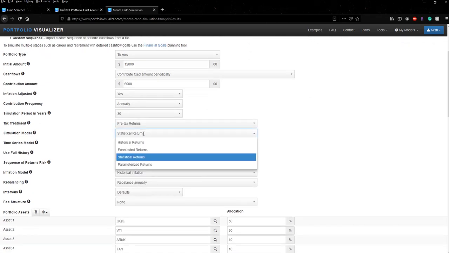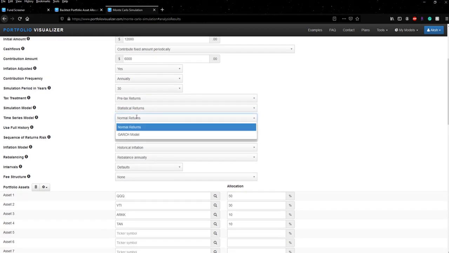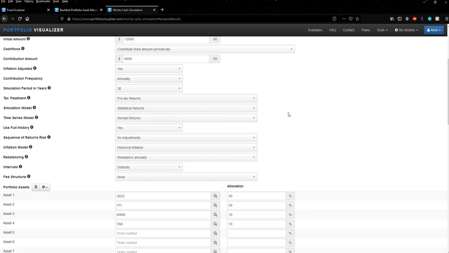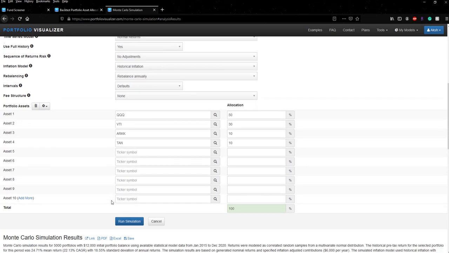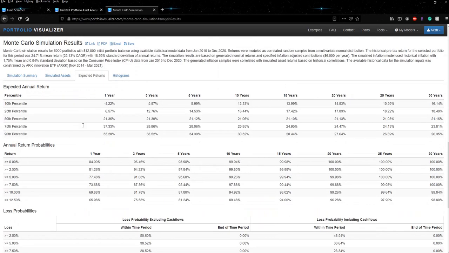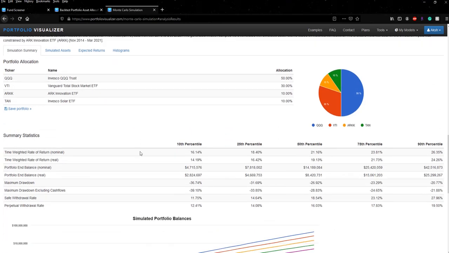I chose statistical returns. You could choose forecasted, for which you will have to provide them with the mean adjusted returns. You could utilize historical returns, and then the time frame within that, and then parameterized returns. And then for the time series model, you could do normal model returns or GARCH, or you could just leave them the same, and then allocation. And then once you run the simulation, you will see the simulation summary generated down below.